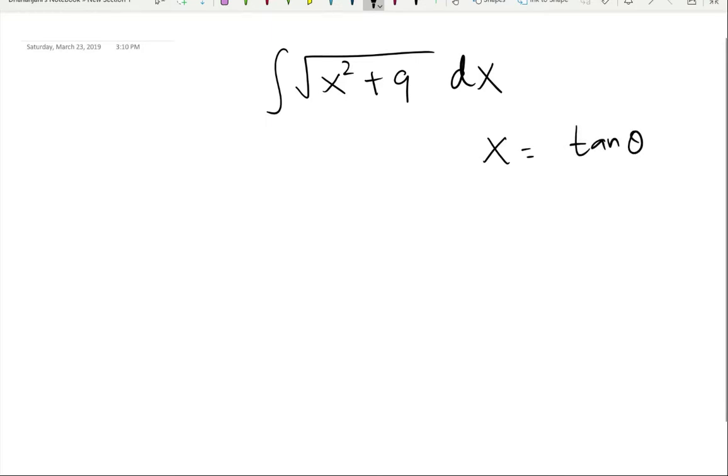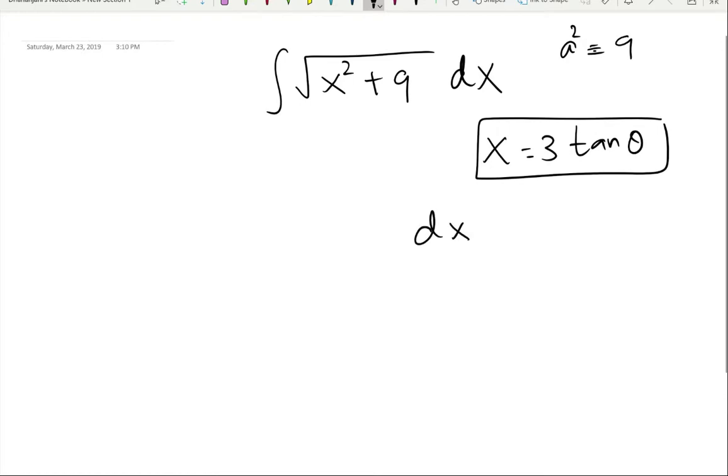The question is, what is a? So a square is 9. So square root of 9 is 3. So a is 3. Okay, now take the derivative of x.